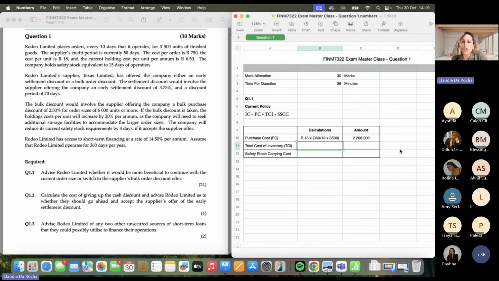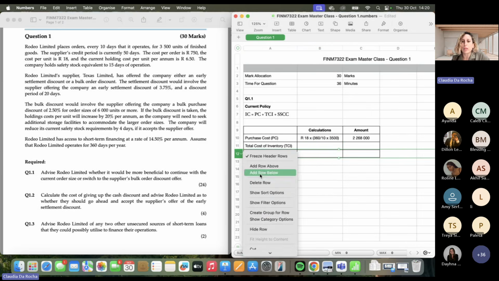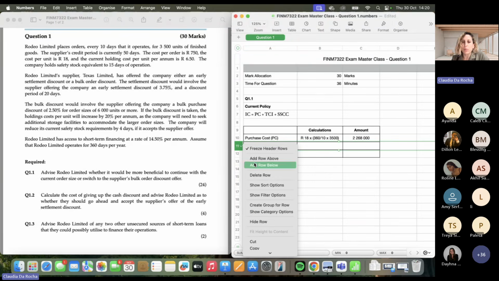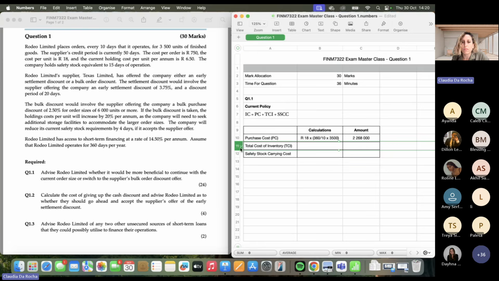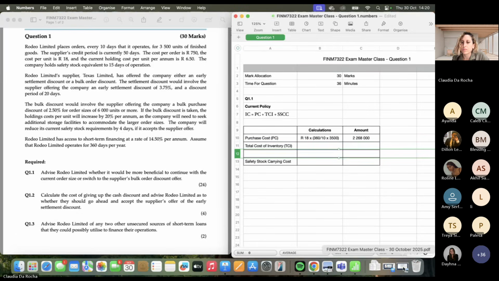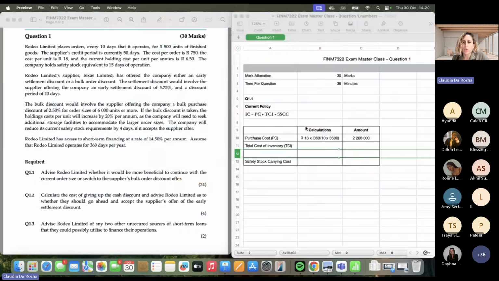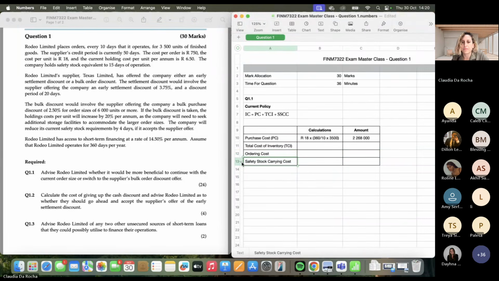Now we're going to go to our total cost of inventory. Our total cost of inventory is made up of two things. If I go back to what I had shown you before, it is made up of our ordering cost and our carrying cost. So we have to make sure that we've got that in here. With our total cost of inventory, we're going to have our ordering cost and our carrying cost.